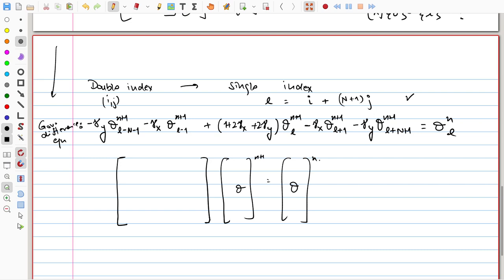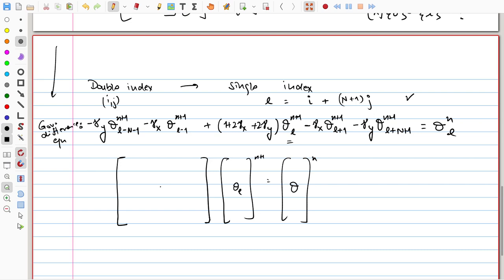Would it be tridiagonal this time? Or would it be different? The easiest way is you write it for an arbitrary equation, so for the Lth equation. So let's say you have theta L at the n plus 1th time here. The coefficient for theta L is 1 plus 2 gamma x plus 2 gamma y. That's a diagonal term because you are writing the equation for the Lth.